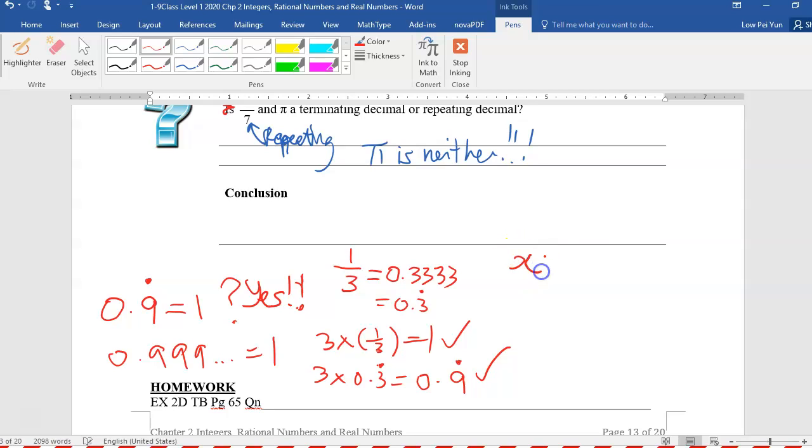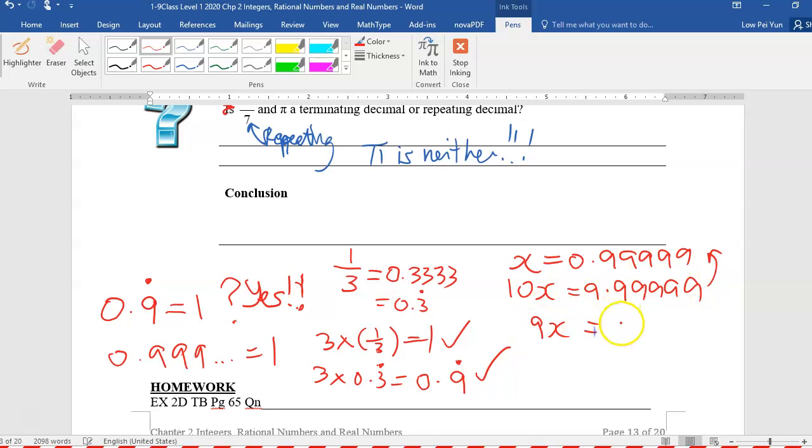Another way to prove. If I let 0.9 recurring be x, then if I times 10, times 10 means I shift a decimal place, right? Then 9 should be 9. Then I subtract, 9x becomes 9. All the tail will be cancelled. So isn't x 1? So isn't x at the beginning 0.999 equals to 1?